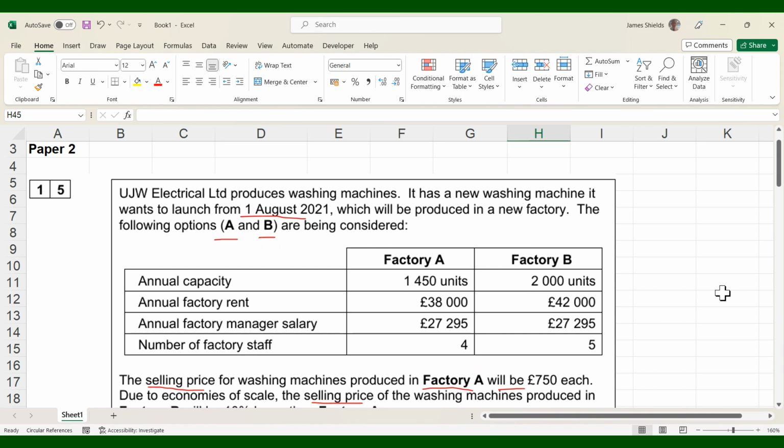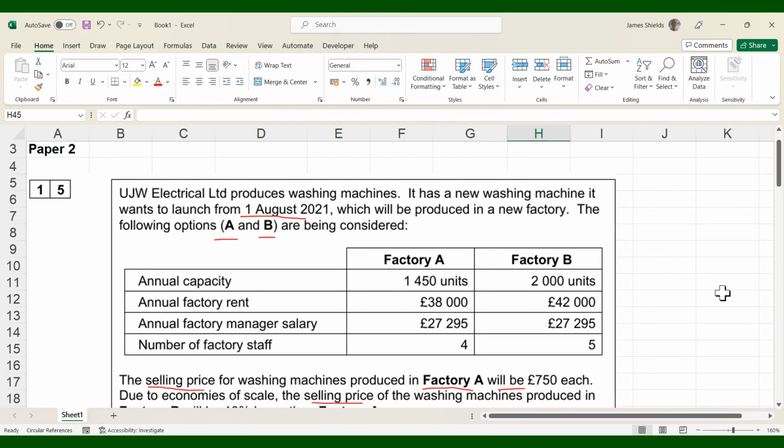UJW Electrical Limited produces washing machines. It has a new washing machine it wants to launch from the 1st of August 2021, which will be produced in a new factory. The following options A and B are being considered. So you've got two factories, Factory A and Factory B. Now, the annual capacity for Factory A is 1,450 units, whereas for Factory B, it's 2,000 units. The annual factory rent for Factory A is £38,000, and Factory B, it's £42,000.